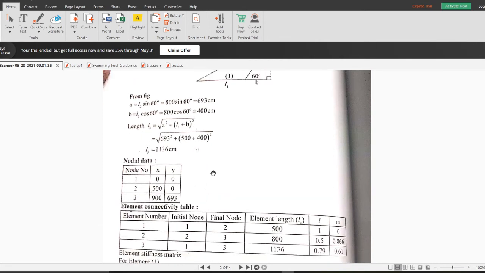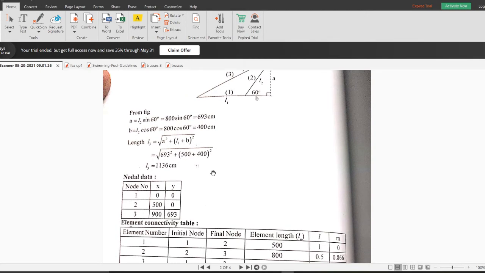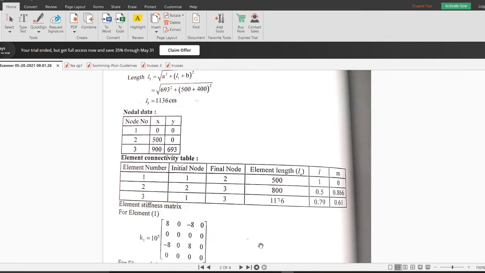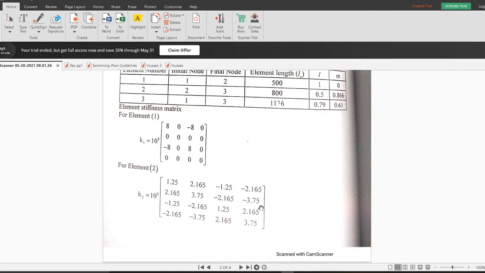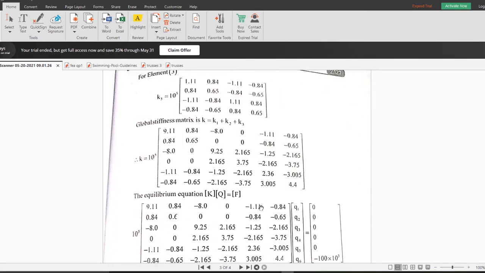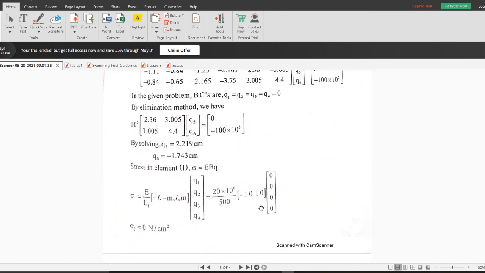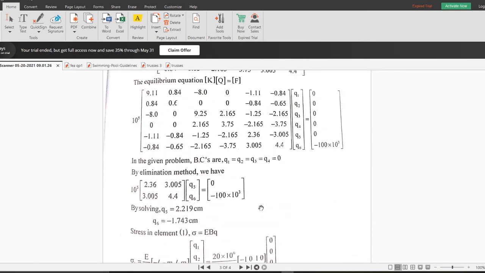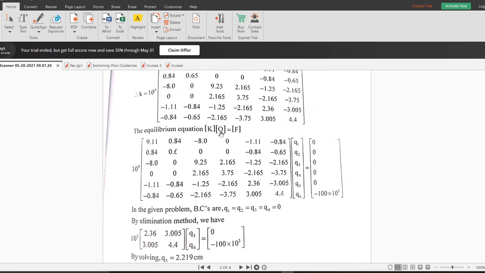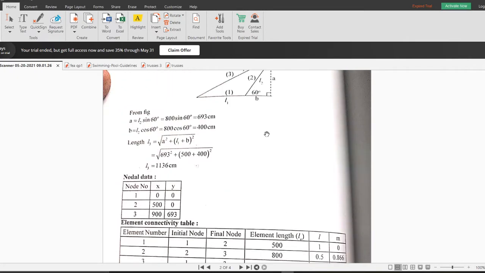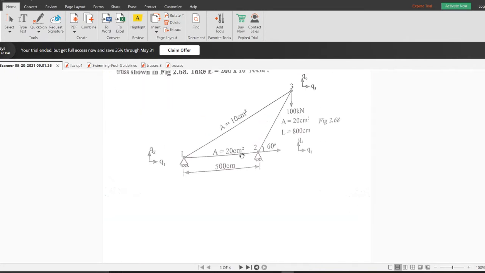Correct now? Rest of steps are same. Yes, sir. Rest of the steps are as usual. You have to find K1, K2, K3, then global stiffness matrix, then boundary condition. Can you tell me what is the boundary condition now? What type of supports here?